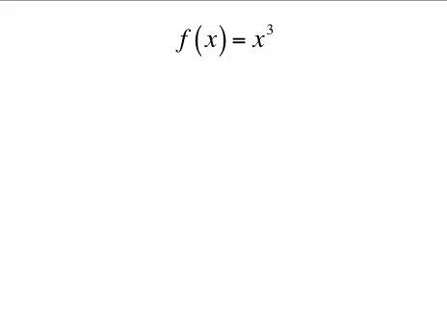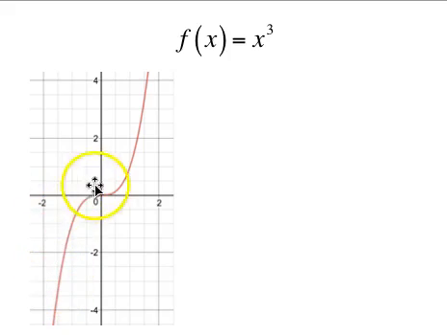Our first example is going to be the function f of x equals x cubed, and let's take a look at the graph of that function. You'll notice it is concave down when x is less than 0. It is concave up when x is greater than 0. The concavity changes at 0. That's what a point of inflection is.